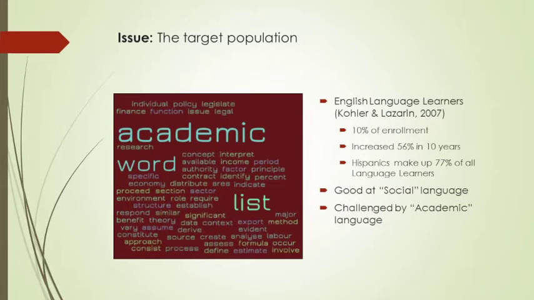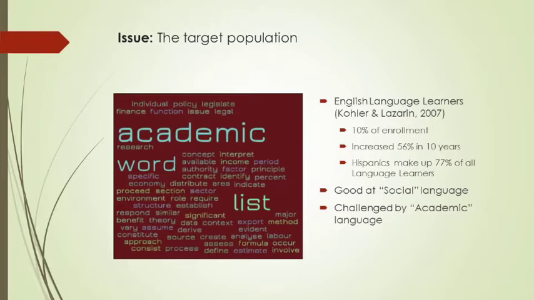The target population of this issue is English language learners. As stated just a few years ago, English learners made up more than 10% of enrolled students, and their enrollment increased 56% over the prior decade. Hispanic students make up 77% of the EL population.